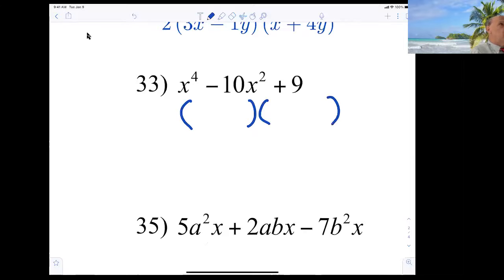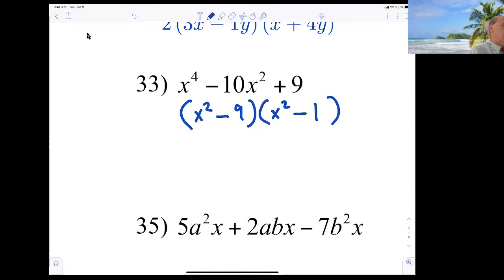All right, here we go. How do I factor this? X squared and x squared. Then what? 3 and 3 is not going to make 10. 9 and 1, but they're both negative.